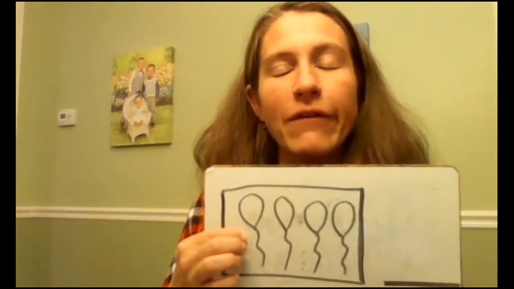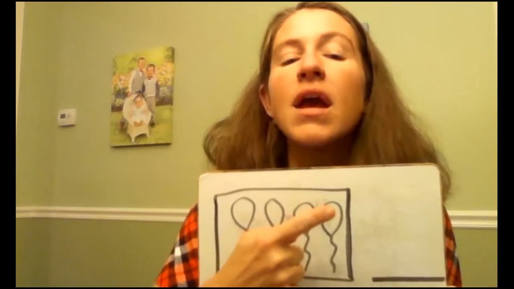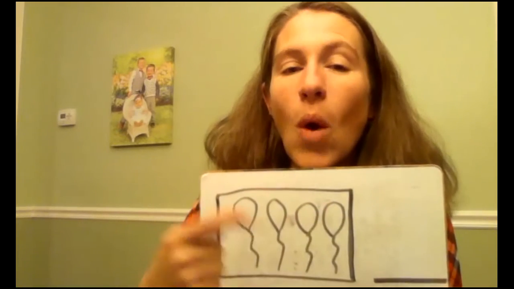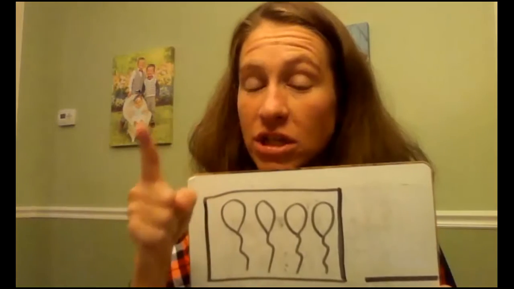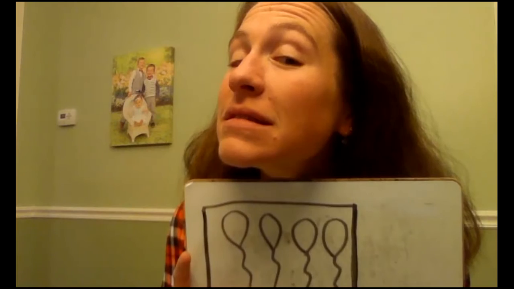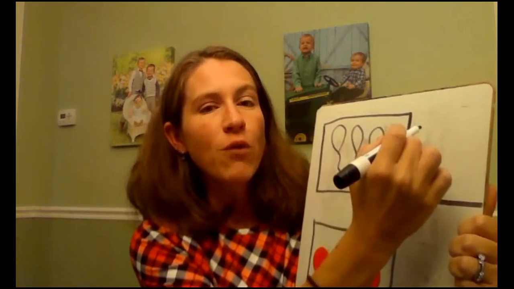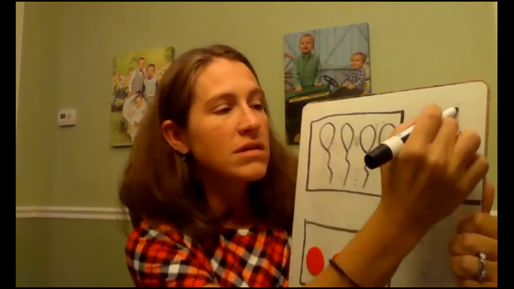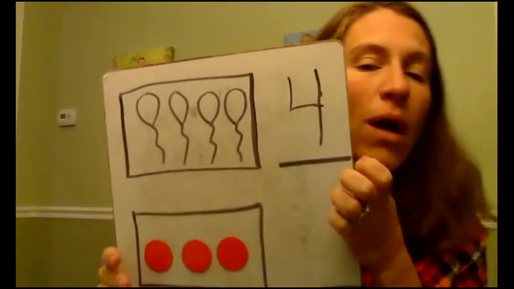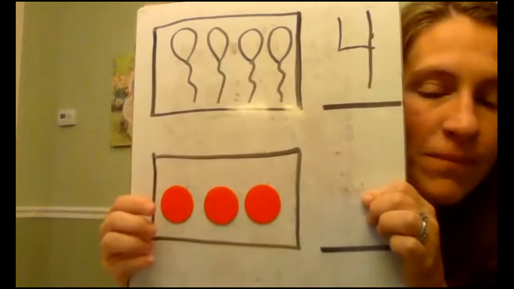All right, let's try it again. How many balloons do I have? First I count. 1, 2, 3, 4. I know I have 4 balloons because I touch counted each one and the last number I said was, let me hear it. That's right, Harper. The last number I said was 4. How do I write a 4? Oh yeah, down and over, down some more. That's how I make the number 4. All right, let's do another one.